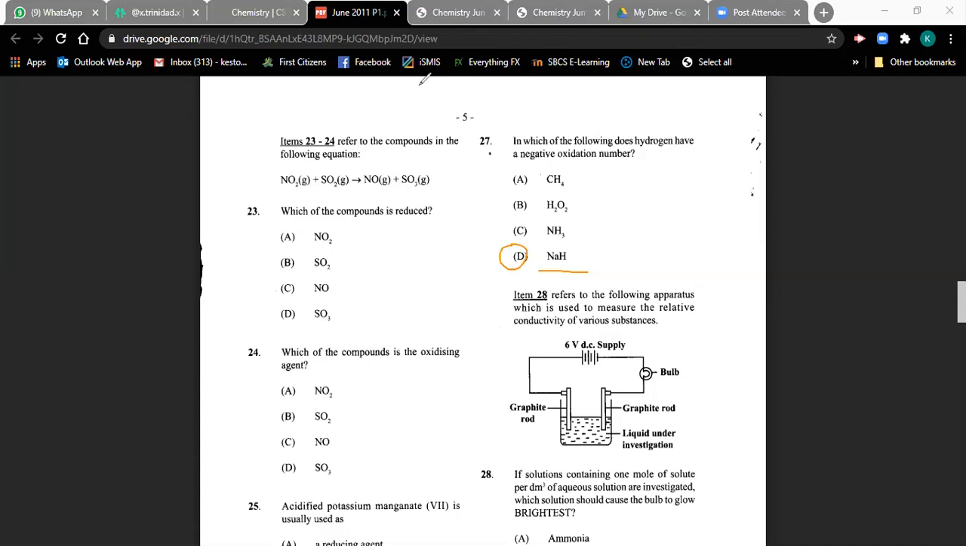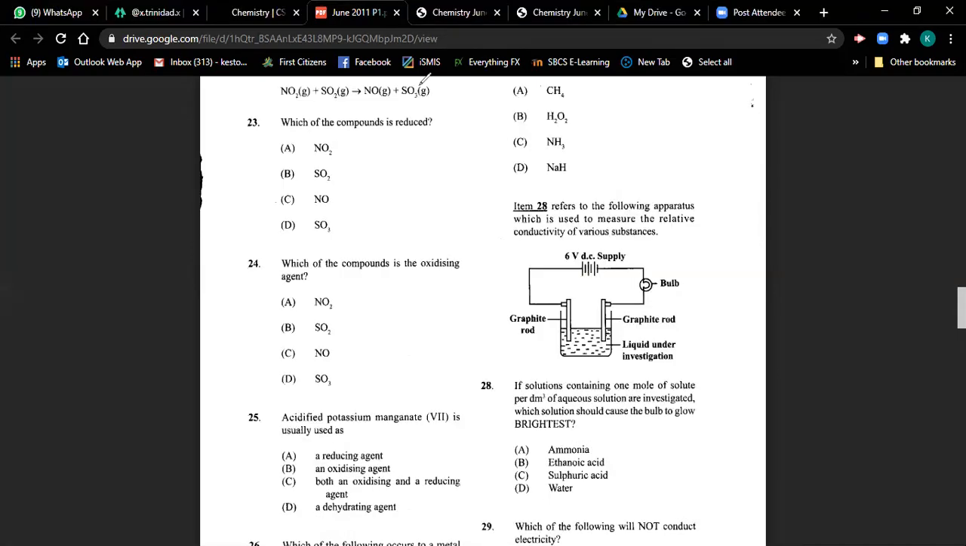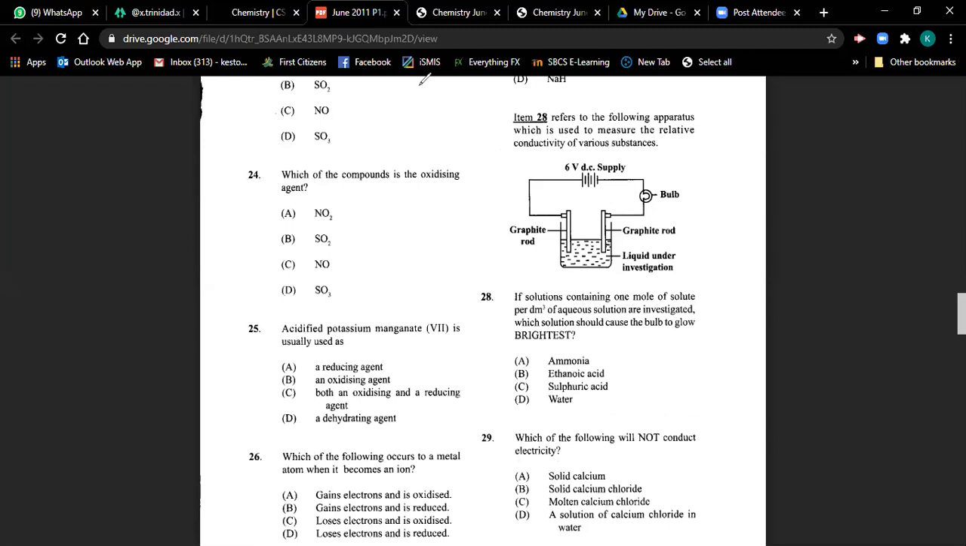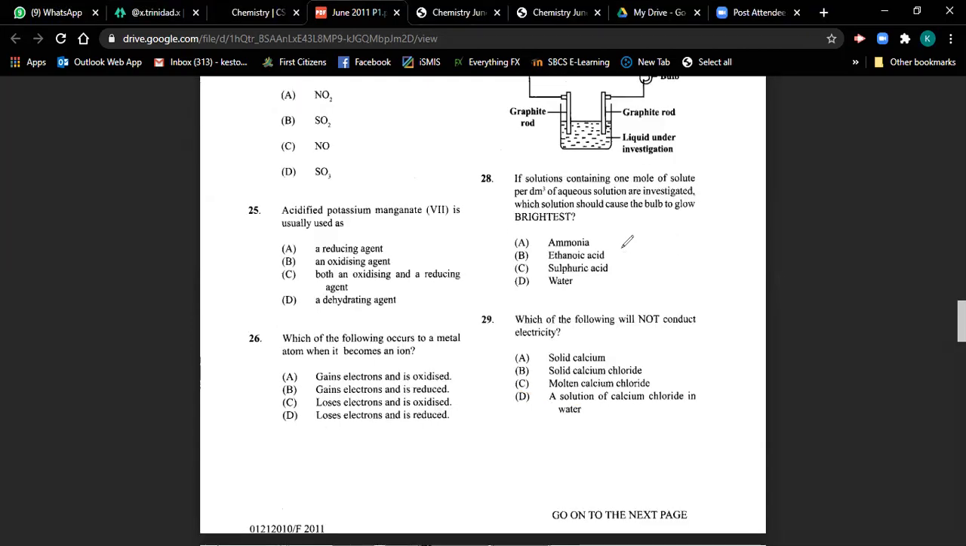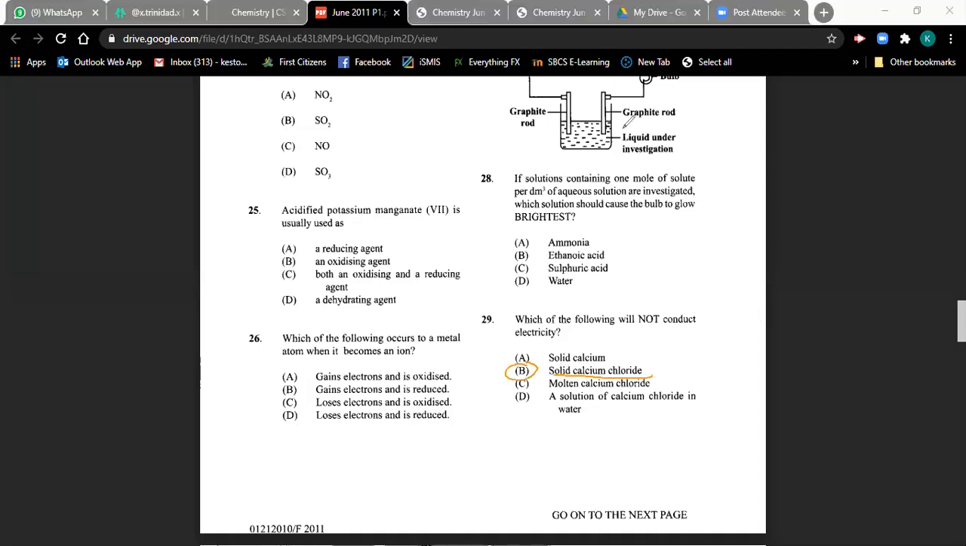28. If solutions containing 1 mole of solid per dm cube of aqueous solution are investigated, which solution should cause the bulb to glow brightest? So this one, sulfuric acid, right, to provide the most amount of ions. 29. Which of the following will not conduct electricity? Solid calcium chloride, right? No free ions or electrons to conduct.